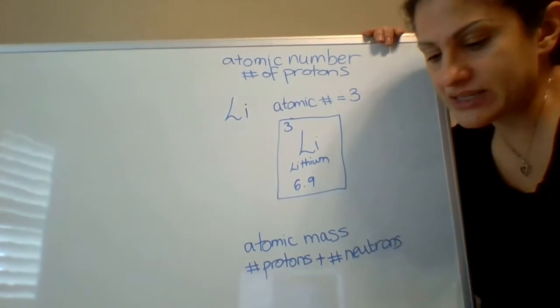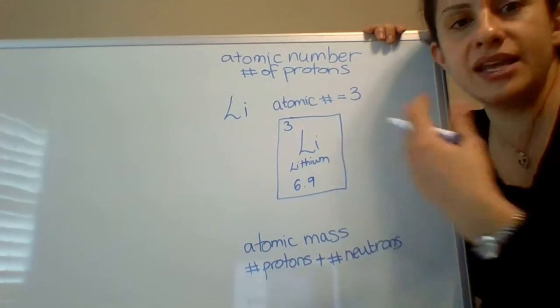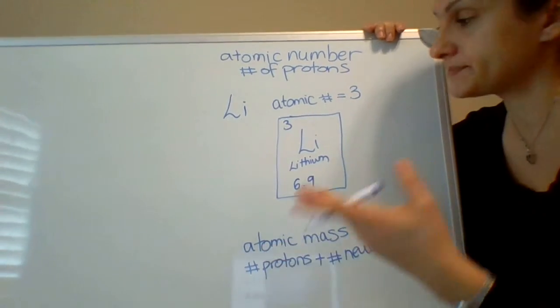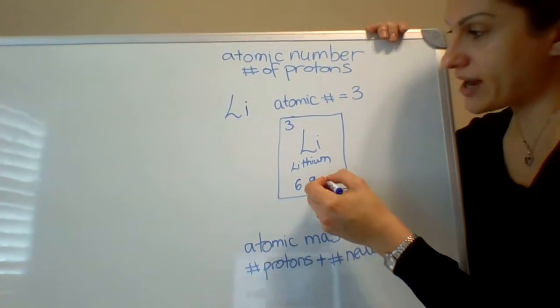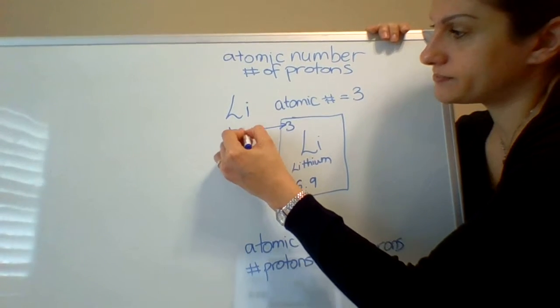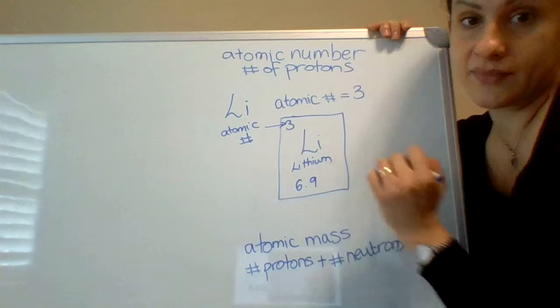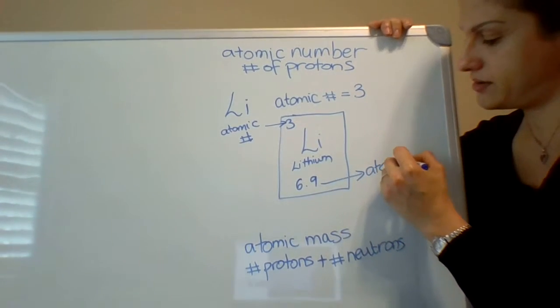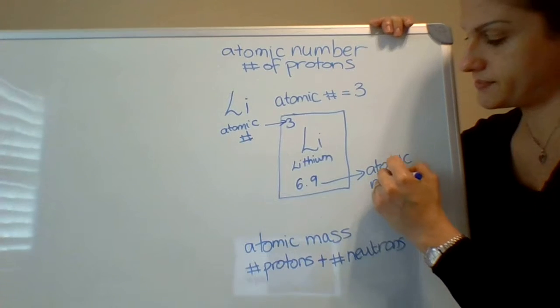Okay, now when you have something like 6.9, to make your calculations a lot easier, you can round it up and make it a 7. So that number at the top here is the atomic number. The number here at the bottom is the atomic mass.